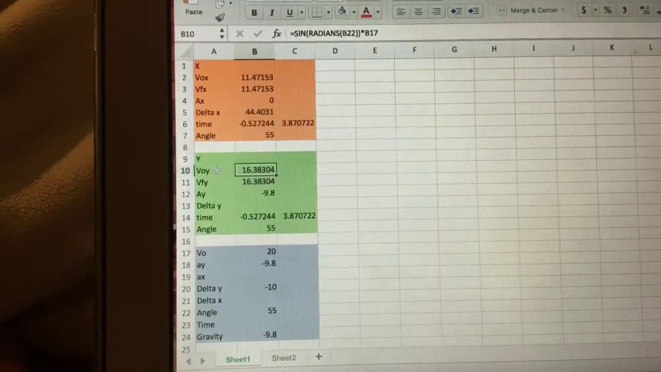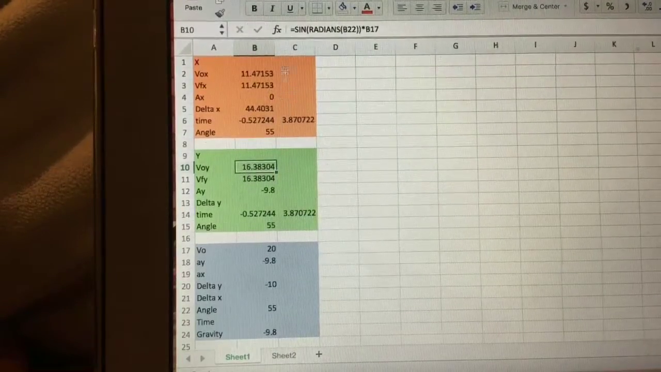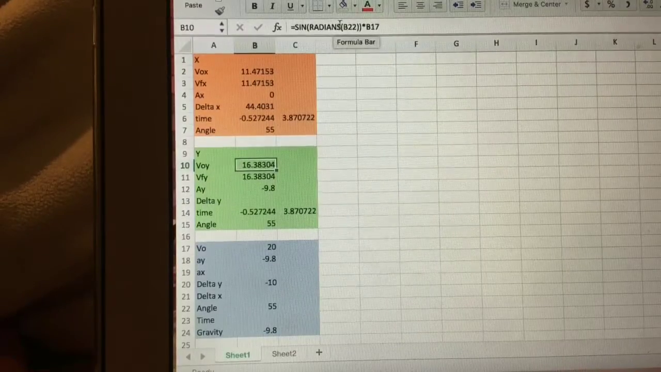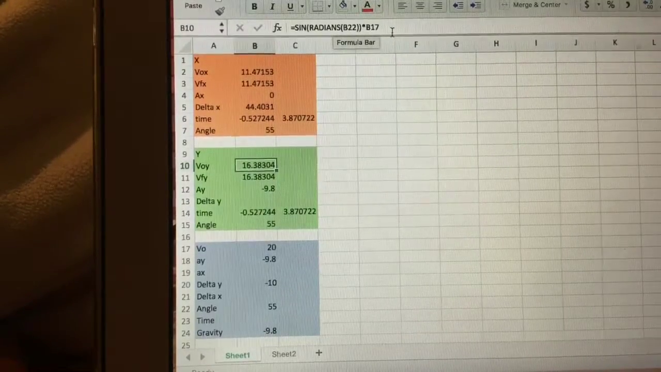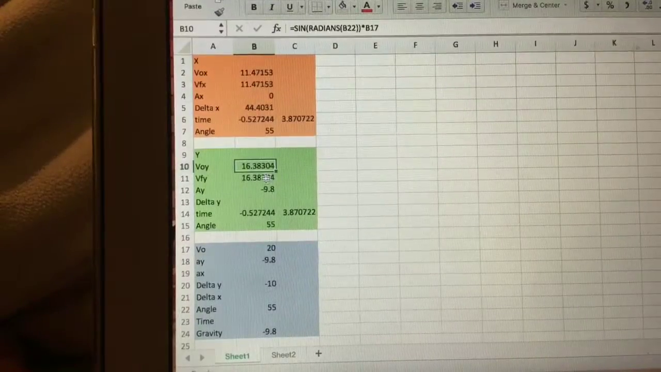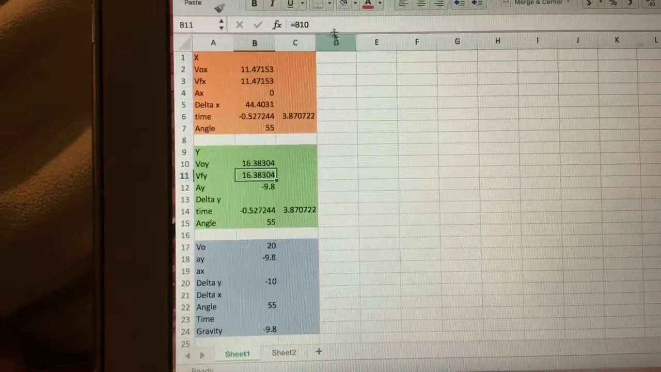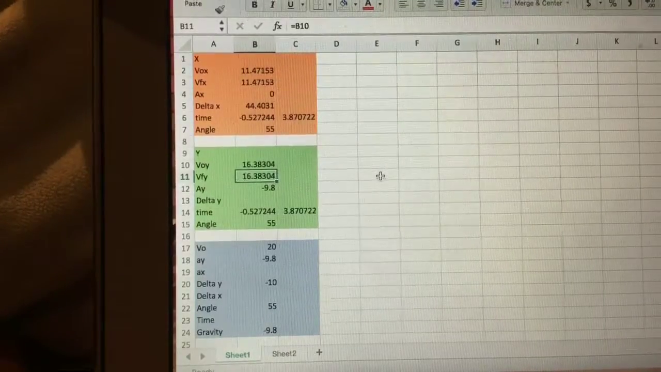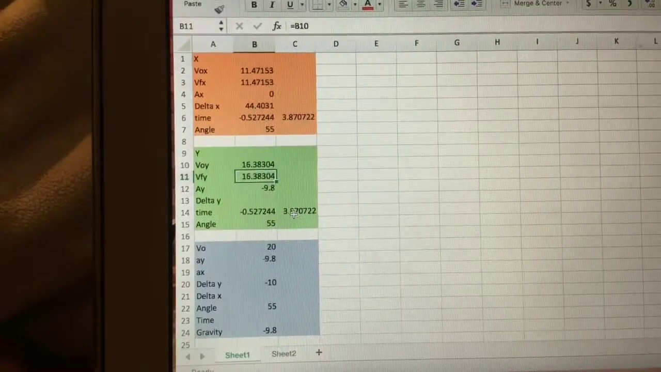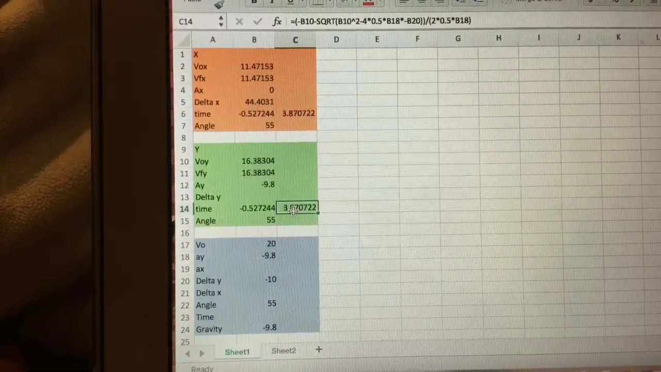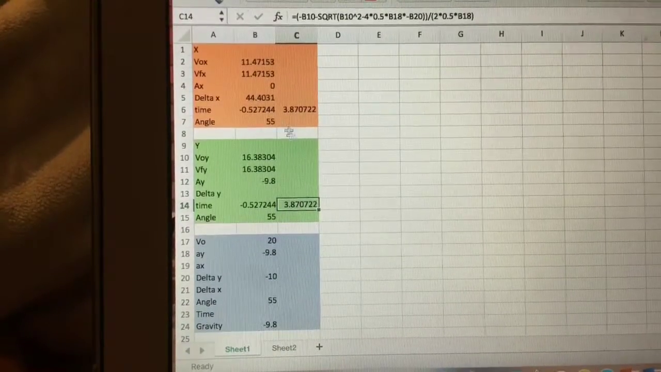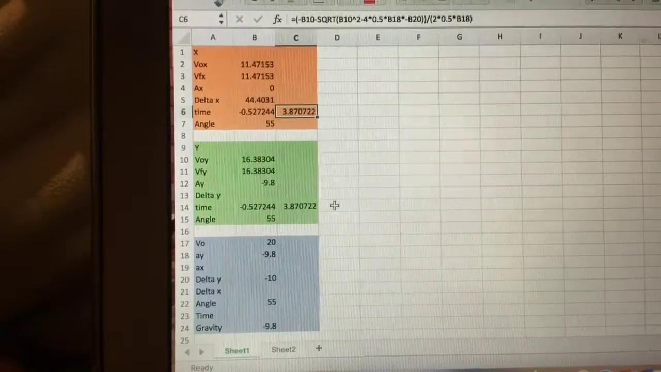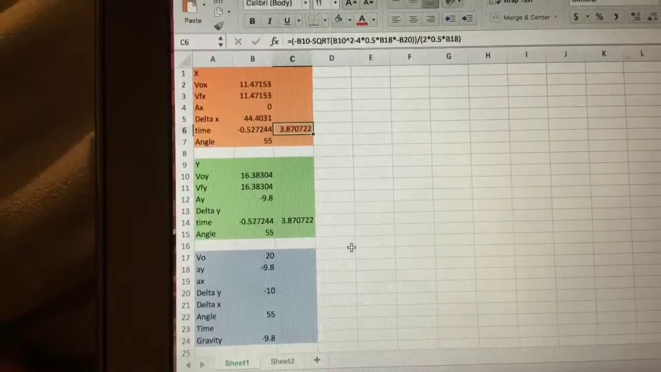As we said before, Vox, Voy, and Vi are in the form of a right triangle, and Vi is the hypotenuse. So to find Voy, which is the opposite side, we have to use sine of the angle times Vi. Voy and Vox will always be the same. And lastly, we always know that with these problems, time will be the same in the x and y axis.